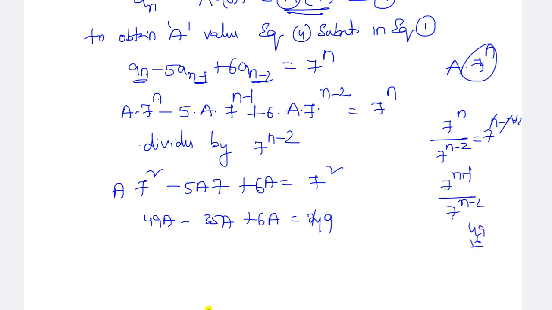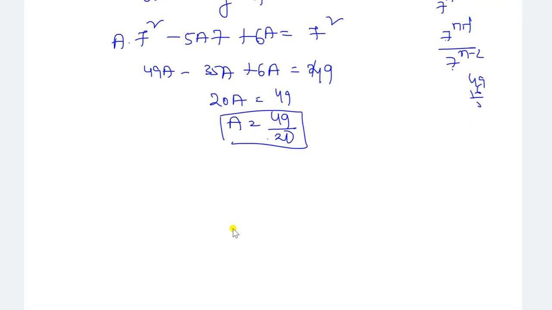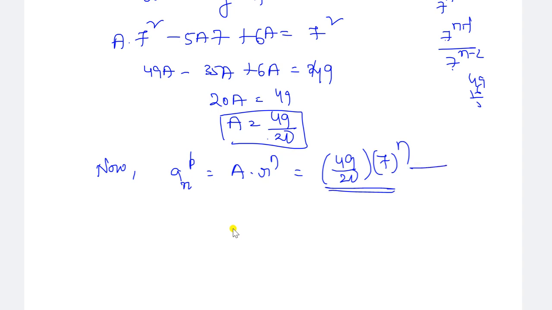49 plus 6, 55, I'm sorry, 55a minus 35, what is the answer, 20a, 20a equal to 49, so a is equal to 49 by 20, this particular a value. Now substitute this a value in the particular equation, that is a into r to the power of n, that means 49 by 20 into 7 to the power of n, this is our particular equation.